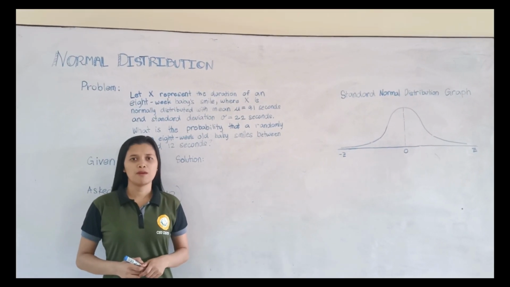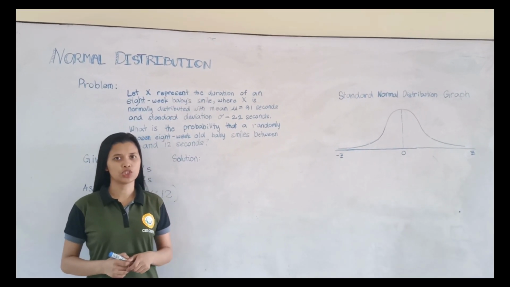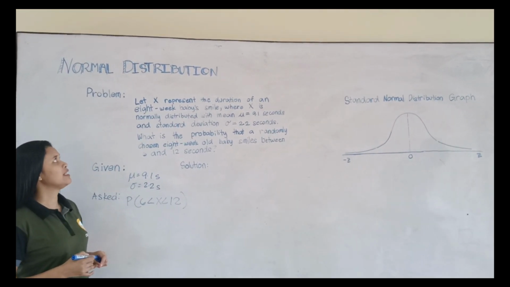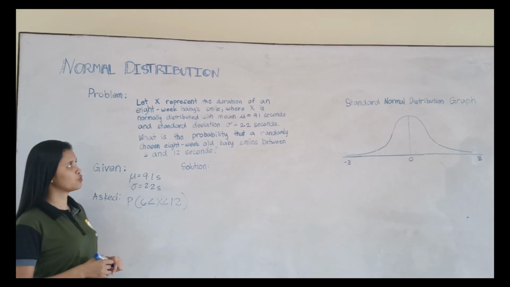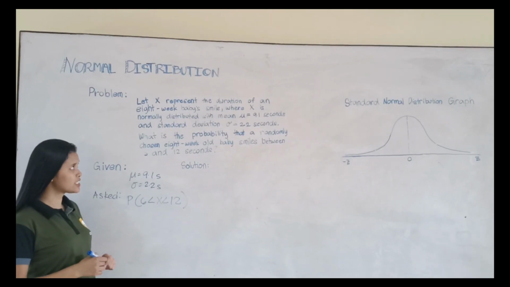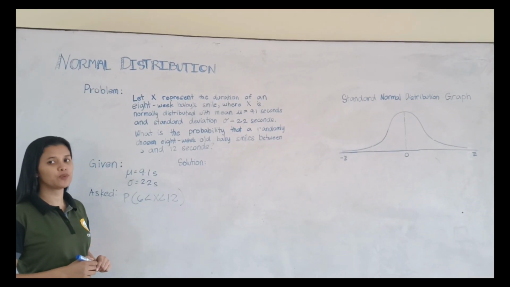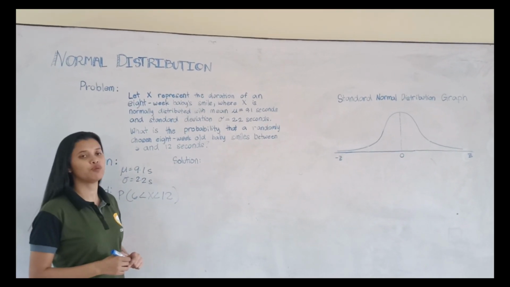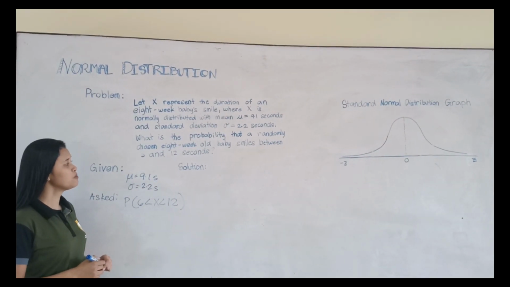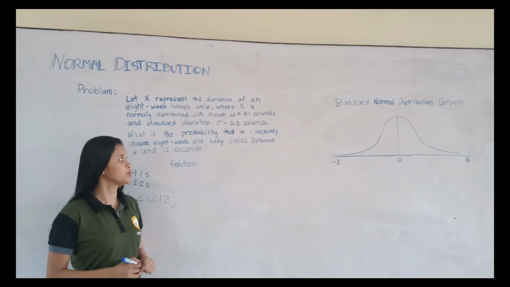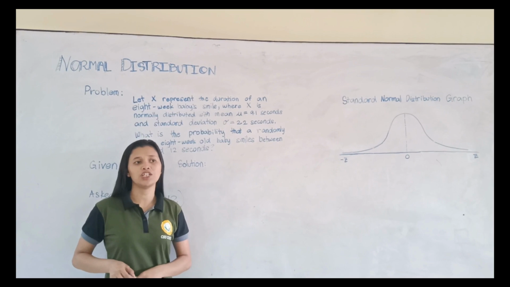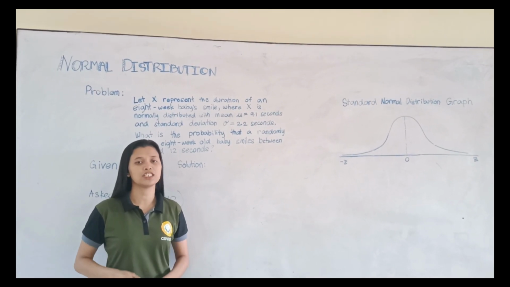Our next problem is all about normal distribution. So this is one of the examples of a normal distribution problem. Let x represent the duration of an 8-week-old baby's smile, where x is normally distributed with mean 9.1 seconds and standard deviation of 2.2 seconds. What is the probability that a randomly chosen 8-week-old baby smiles between 6 and 12 seconds? In solving this kind of problem, you need to understand and analyze what is asked in the given problem.